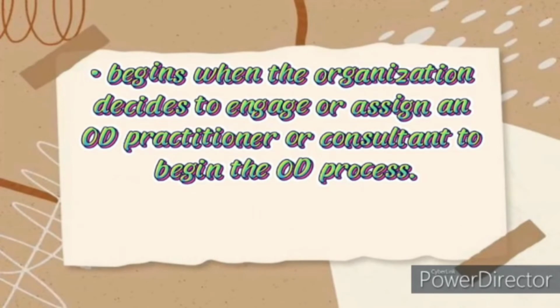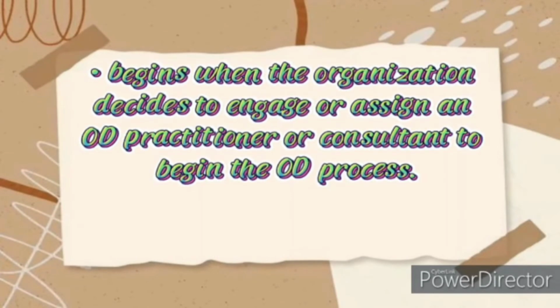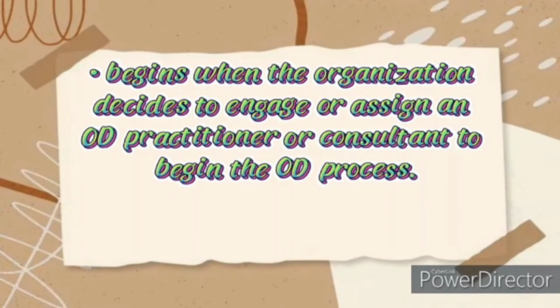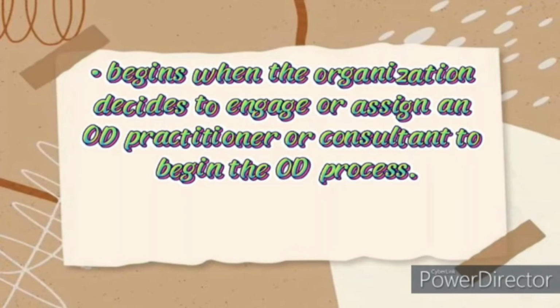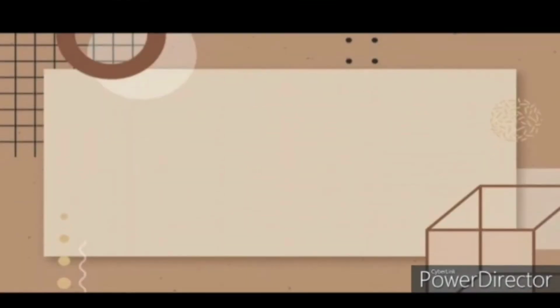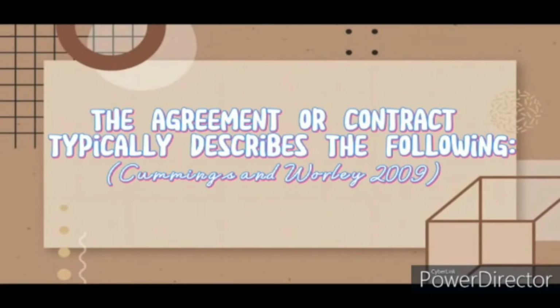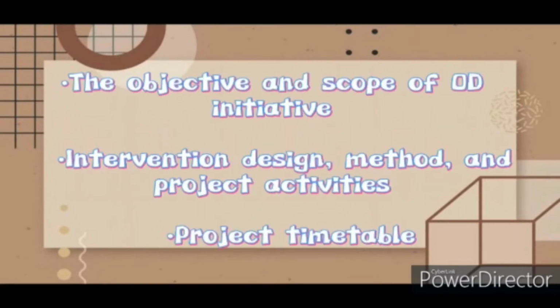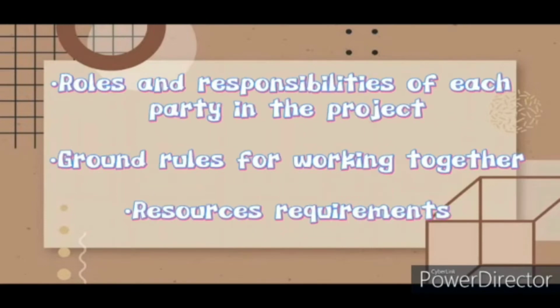Contracting. Contracting begins when the organization decides to engage or assign an OD practitioner or a consultant to begin the OD process. Contracting is an iterative process. The agreement or contract typically describes the following: the objective and scope of the OD initiative, intervention design, method, and project activities, project timetable, roles and responsibilities of each party in the project, ground rules for working together, and resource requirements.